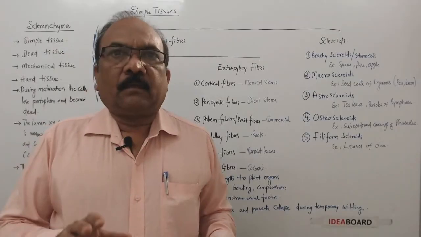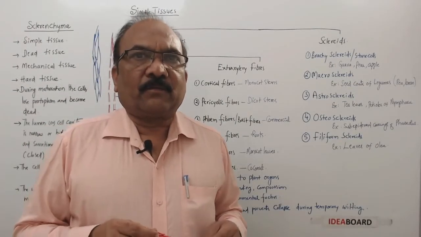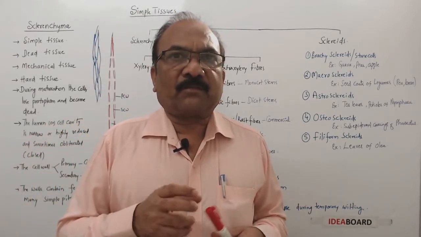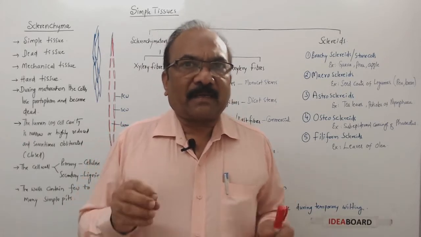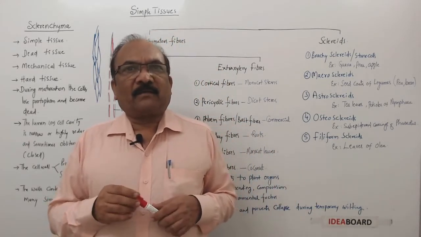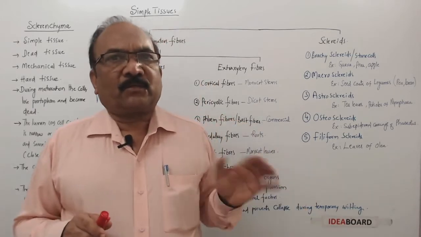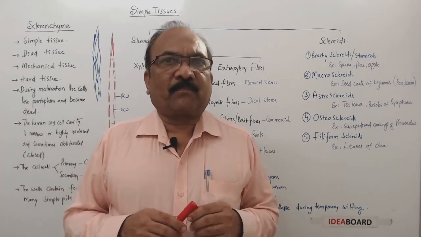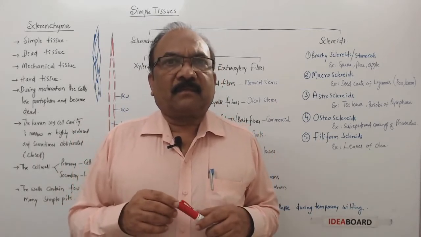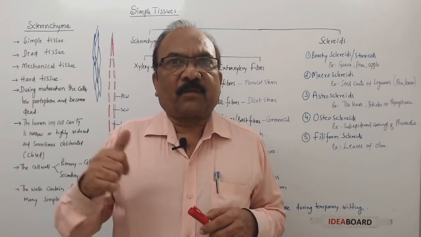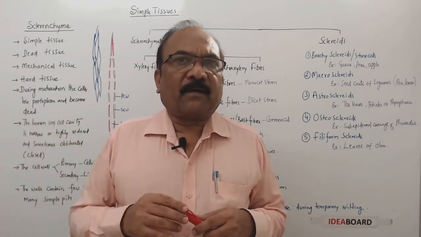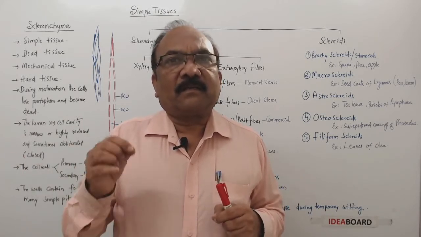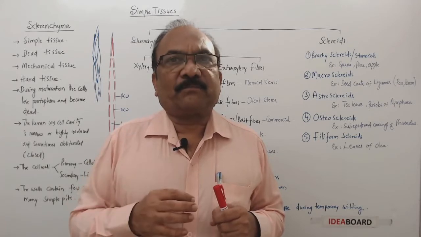Hello students. In this video we are going to continue with the simple tissues. In the previous videos we discussed parenchyma and collenchyma. Now we will jump to the third simple tissue, that is sclerenchyma. And just remember the basic difference: parenchyma and collenchyma are living tissues, whereas sclerenchyma is the dead mechanical tissue.